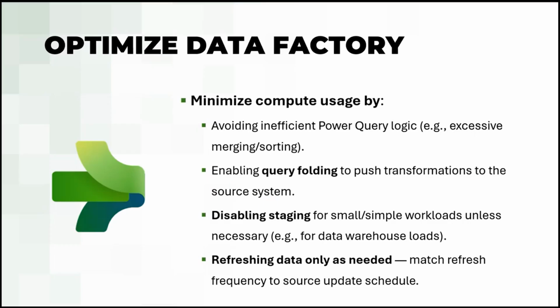For data factory, we've got to avoid inefficient transformations. If someone is doing a lot of merging and sorting, get that stuff into the warehouse and help them out. Enable query folding to push down transformations. Disable staging for small and simple workloads unless it's necessary. And refresh data only when it's needed, so figure out if you need daily or weekly refreshes.